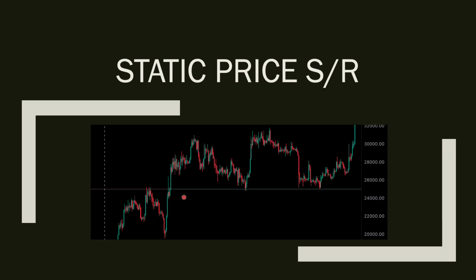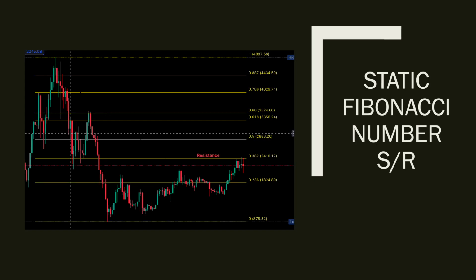Another obvious static support and resistance level is price, the same as in the example that I showed you before. Another static support or resistance level is the Fibonacci numbers, because many assets obey the Fibonacci levels very well. It doesn't matter if they obey them because this is how nature intended things to be, or because many traders trade Fibonacci numbers. You can see that the Fibonacci levels act as support and resistance levels.